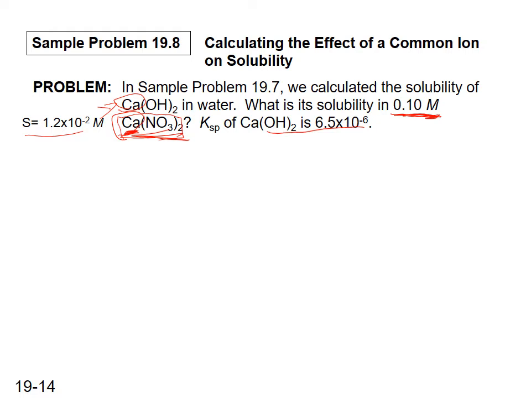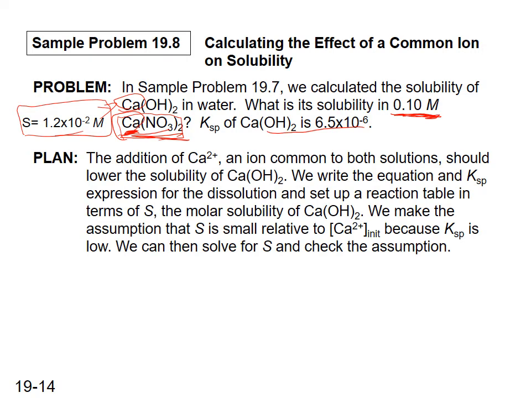When we add a common ion, the reaction will go in reverse and decrease solubility. So we would expect the solubility to be less than 1.2 times 10 to the minus 2. So how do we solve it? Well, the method is the same. We set up the reaction table, assuming the solubility is s. The only difference is the initial concentration of the calcium. The calcium initial concentration now is not 0, but you need to add this amount due to the calcium nitrate.